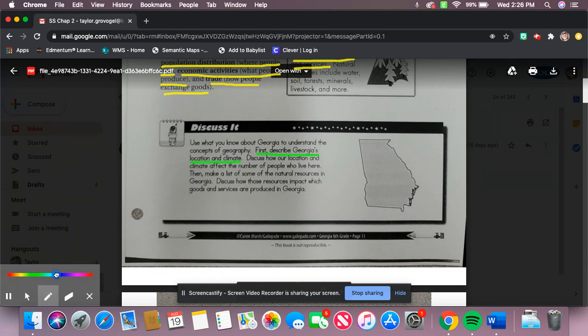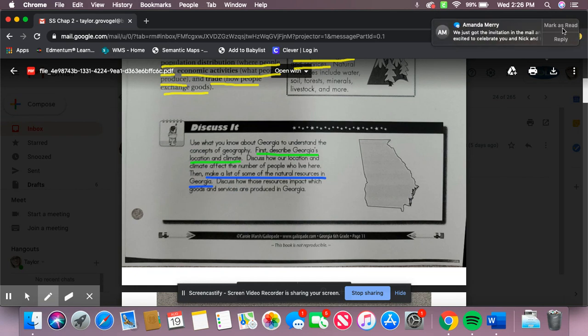Then you're going to make a list of some of the natural resources in Georgia. We're going to discuss how these resources impact which goods and services are produced in Georgia. So go ahead and pause the video and get out a piece of paper and write down your discuss it.